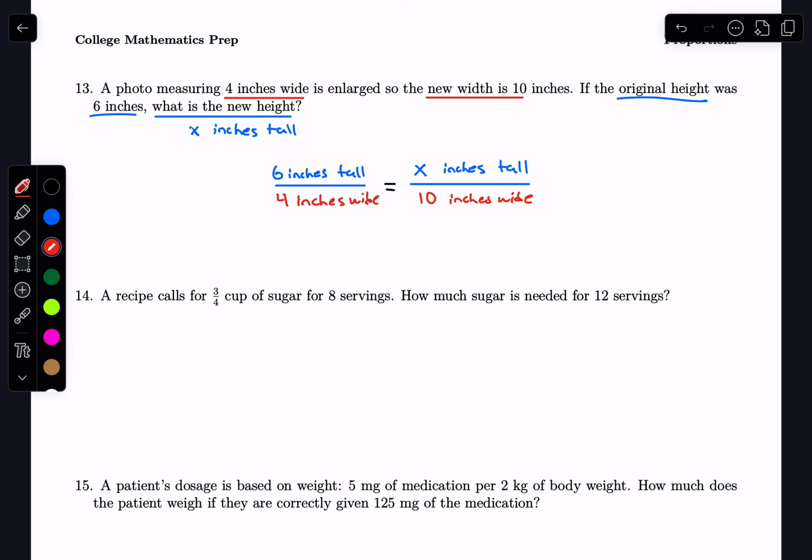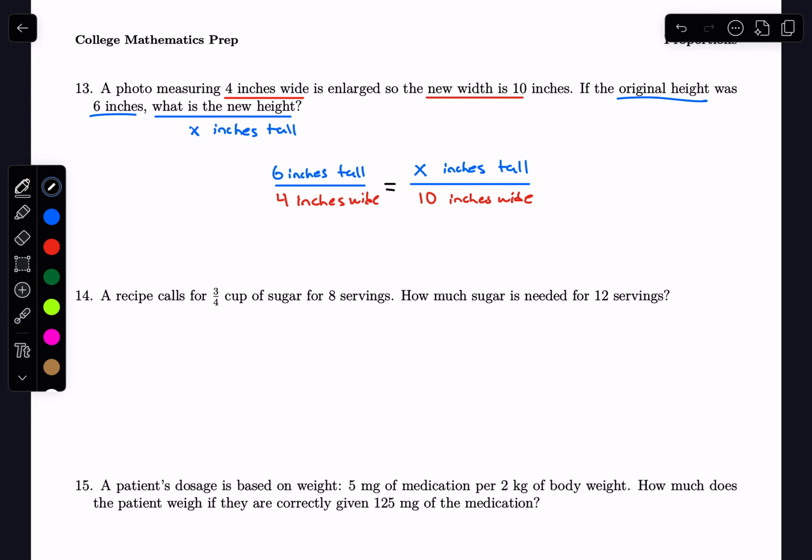Notice I had to say what those inches represent in order for these units to line up properly. Inches wasn't good enough. On the left fraction, this corresponds to the original photo. The original photo is 6 inches tall and 4 inches wide. The right fraction is the new photo. It is 10 inches wide, and I'm trying to figure out how tall it is.